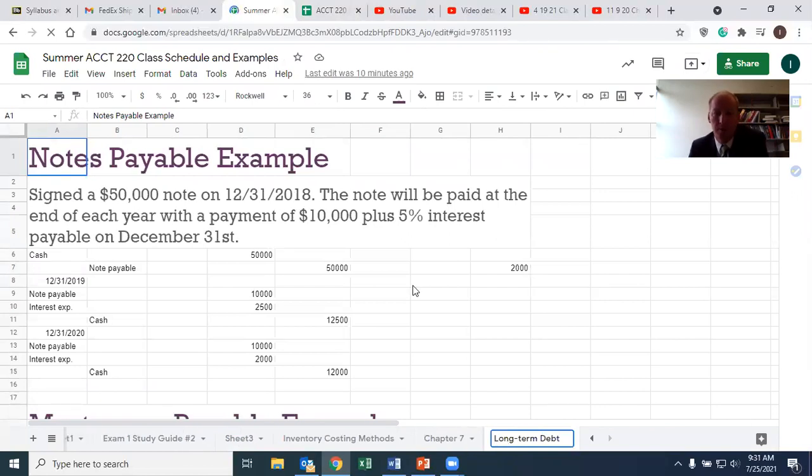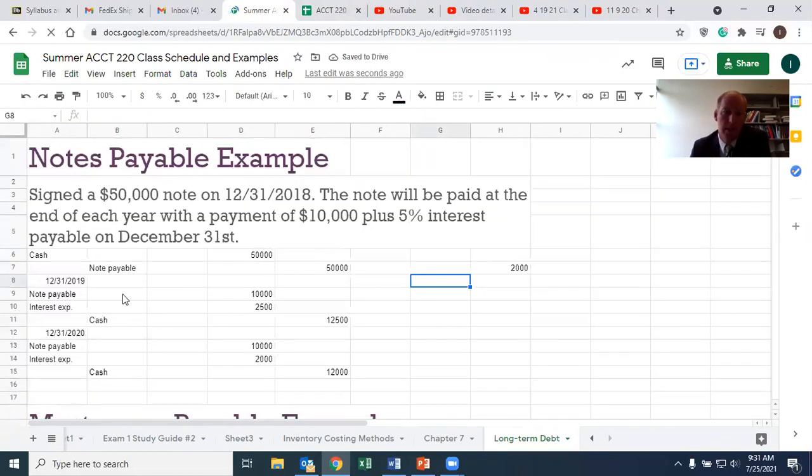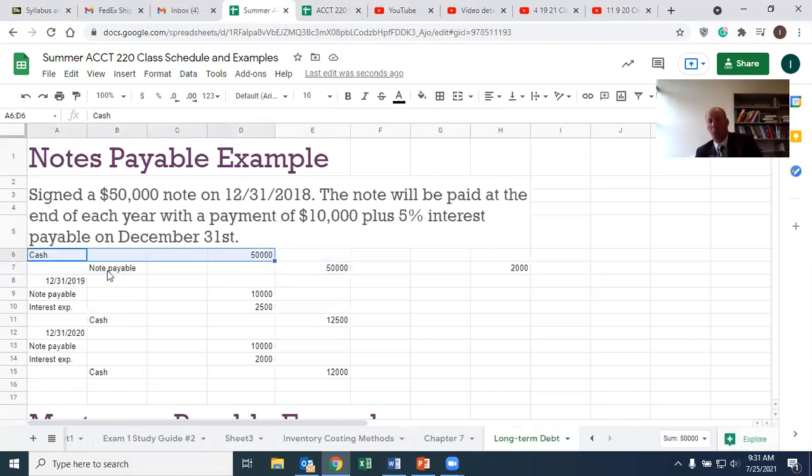All right, so this first one, a note payable, okay? So the idea is this, first we receive an asset, cash, okay? And we have to show that we've incurred a liability, okay? So we increase liabilities by crediting them. So there is our initial journal entry, okay? On that very first date, 12/31/2018, we haven't incurred any interest at this point, like no time has gone by.